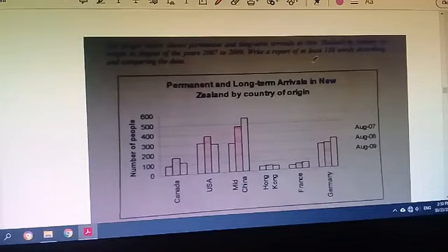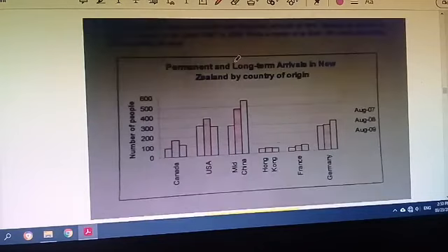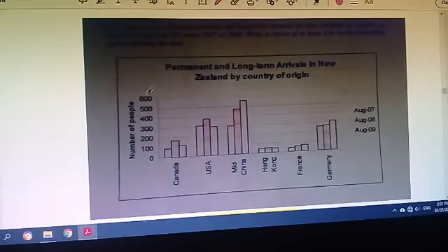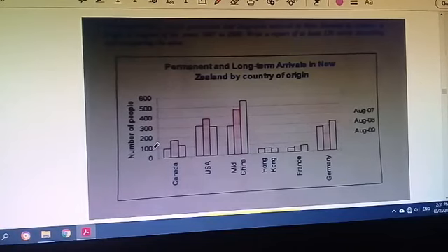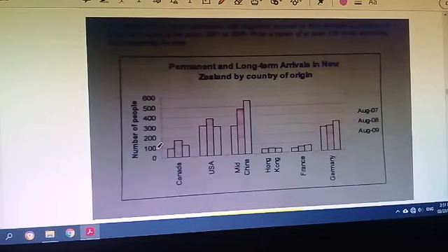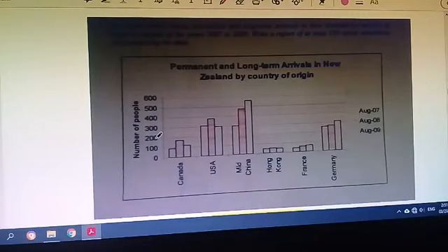Write a report of at least 150 words describing and comparing the data. So here you can see the data in an image. You will study this: the number of people, 100, 200, 300, 400, 500, 600, or it can be 100,000.